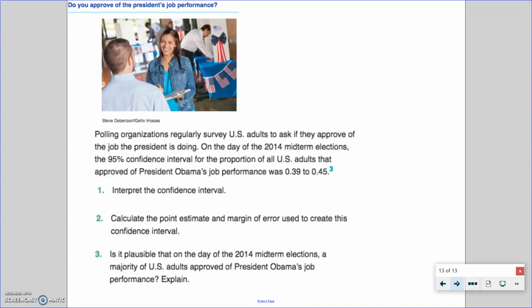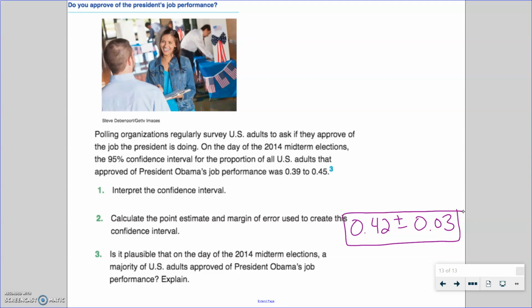Point estimate, I have to find the average. So 0.39 plus 0.45 divided by 2, and I get 0.42. Then 0.45 minus 0.42, so there's my point estimate, and that means my margin of error is plus or minus 0.03, okay? Is it plausible that on the day of the 2014 midterm elections, a majority of US adults approved of President Obama's job performance? And explain.